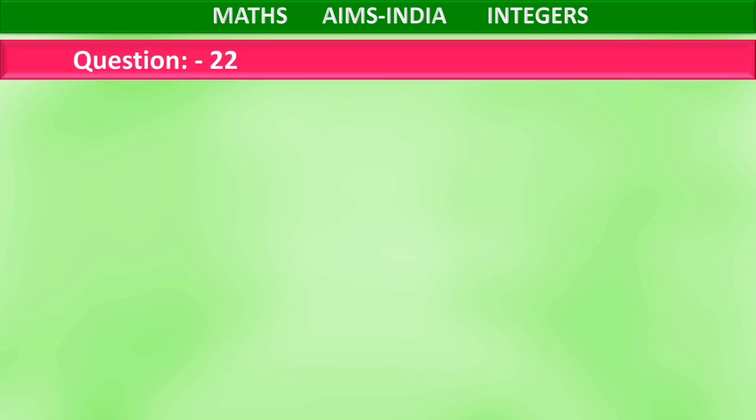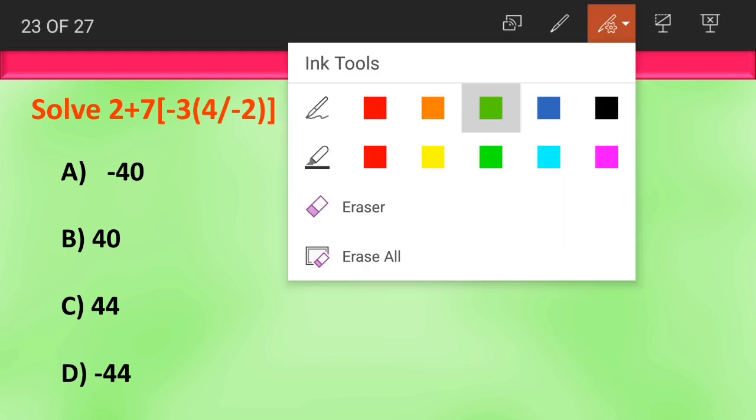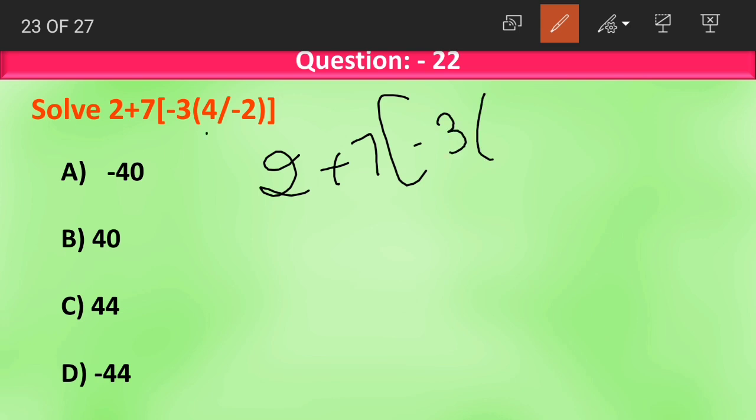The next question is question number 22. Solve 2 plus 7, brackets open, minus 3, again brackets open, 4 by minus 2, the brackets close. Option A minus 40. Option B 40. Option C 44. Option D minus 44. Now look at the question carefully. 4 by minus 2 is the innermost bracket, right?